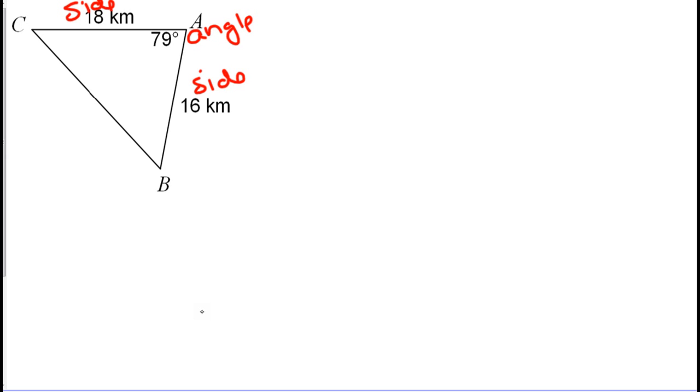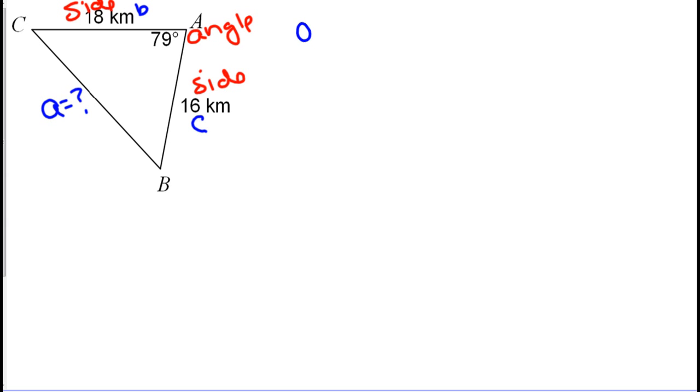Now, we did one of these in class, but I just wanted to reiterate, it's easiest to find the missing side first. You have side C right there, and you have side B right there. You need to find side A. And when you have that angle, because you have angle A, it's easy to find side A.